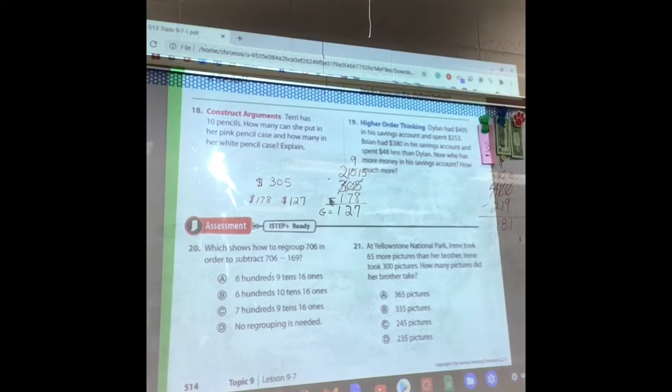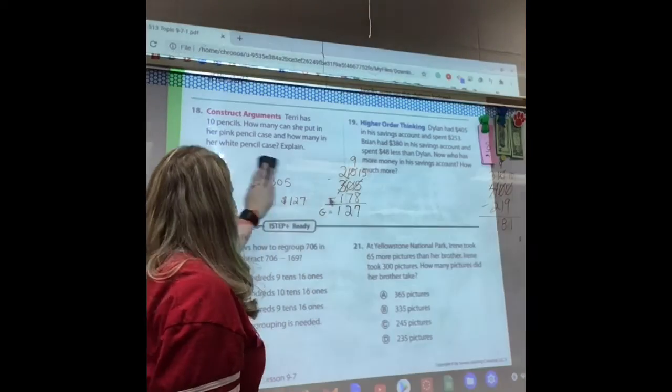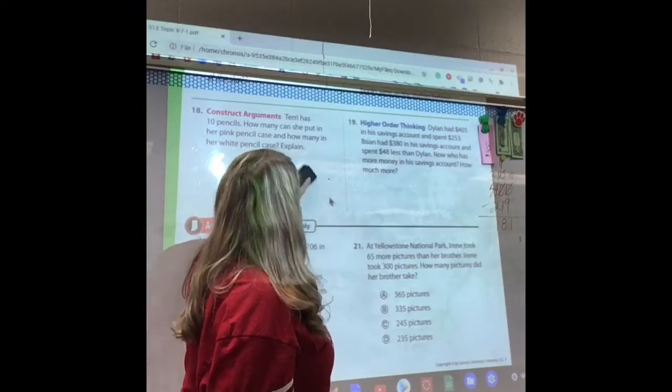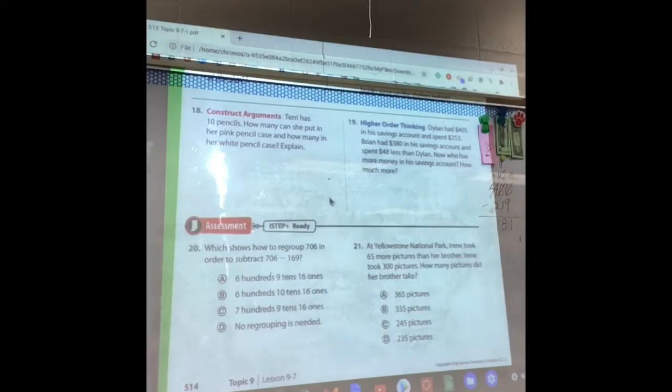All right, let's go to 19 and 20. This has got lots of math in it today. Okay? So we're probably going to take some notes as we go. Remember, when we're doing higher order thinking, it usually has a mystery question or like a secret question you got to solve before you can actually get the answer, all right? So let's read it and see if we can figure it out.